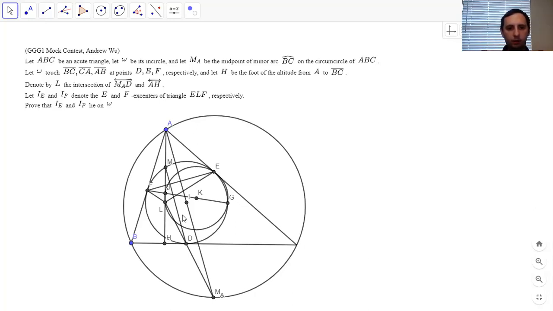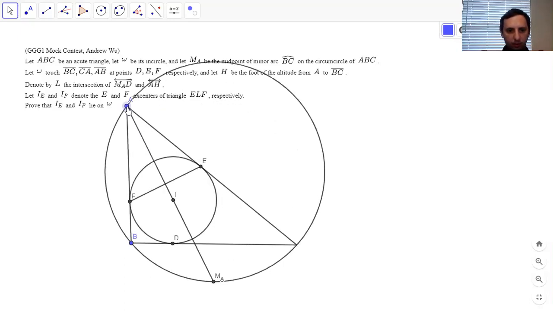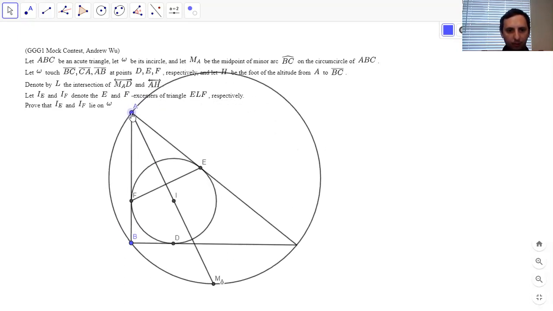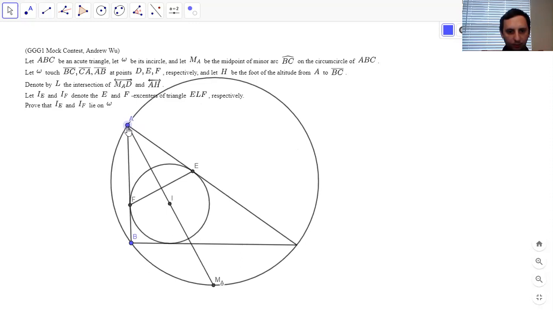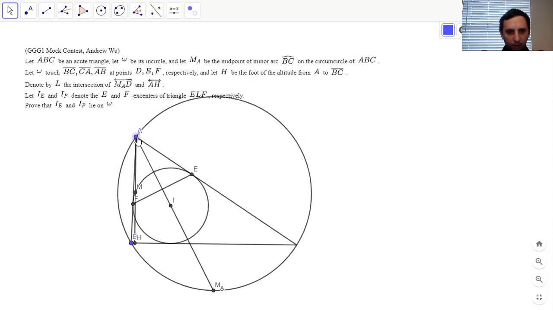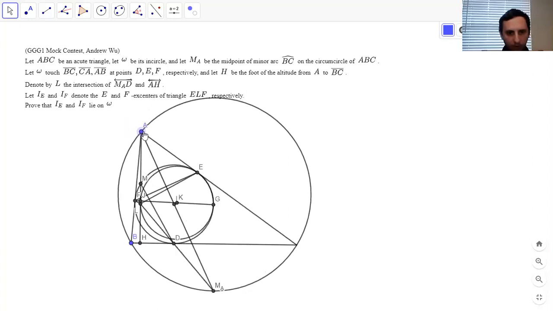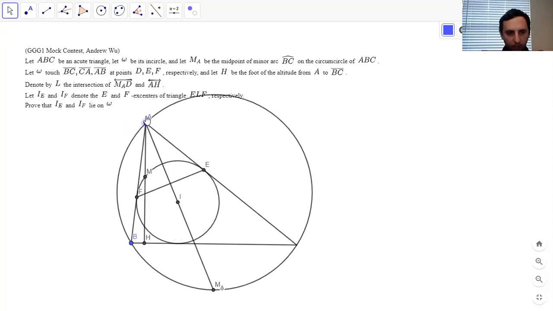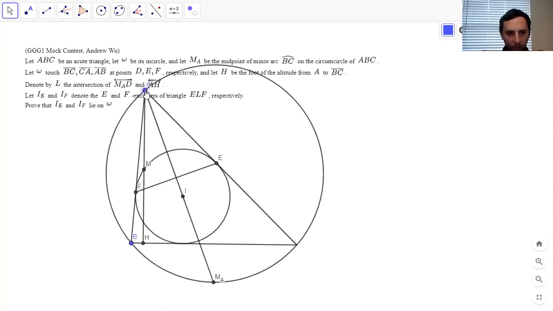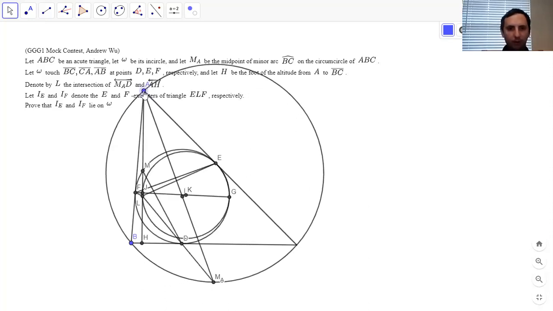So yeah, I guess, is it really true that MD is parallel to AI? It looks true, but maybe it's not true. Maybe I just got confused. Let's see. I'm starting to wonder if they actually really are parallel. No, they're not parallel, right? That doesn't look parallel at all.